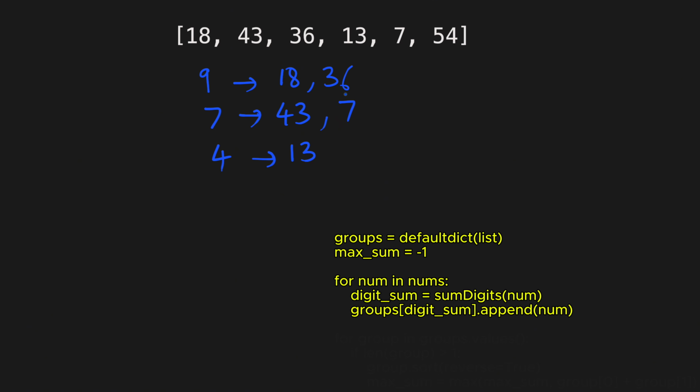And the next number is 54 with digit sum 9. So we add 54 to the group 9. And now we are done with all the elements in the nums array, and we have the following 3 groups.